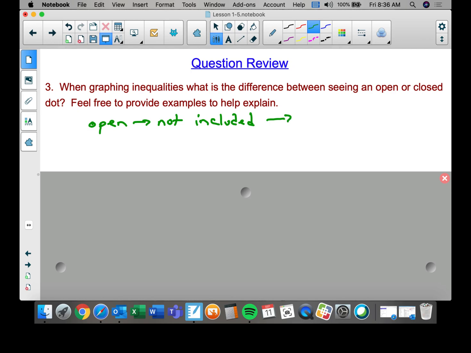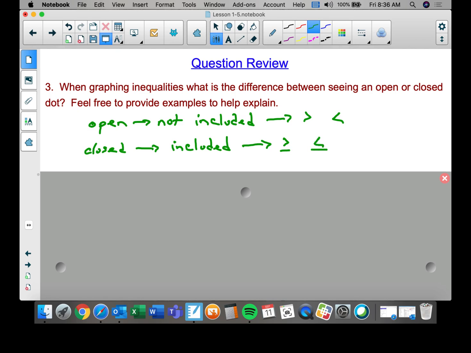And if we go through and we're talking about that, here's your greater than symbol. Here's your less than symbol. Okay? If it's strictly greater than a number or strictly less than a number, that means we are not including that number. Okay? A closed dot, like we had on this last problem, means that that number is included in your solution. It is included as part of the answer. So that would be when you have a less than or equal to or a greater than or equal to.